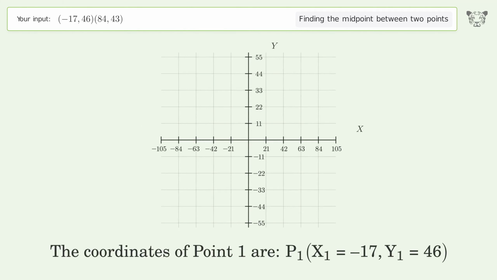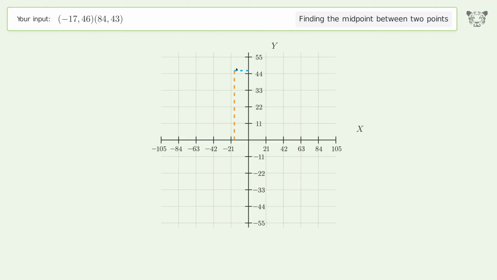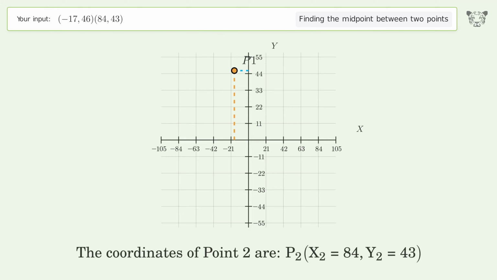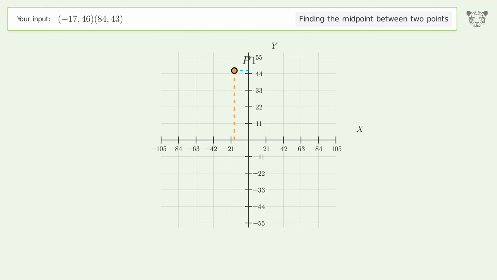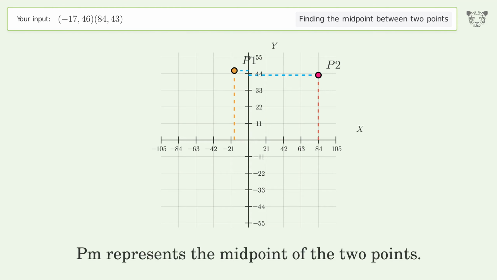The coordinates of point 1 are x1 equals -17, y1 equals 46. The coordinates of point 2 are x2 equals 84, y2 equals 43. PM represents the midpoint of the 2 points.